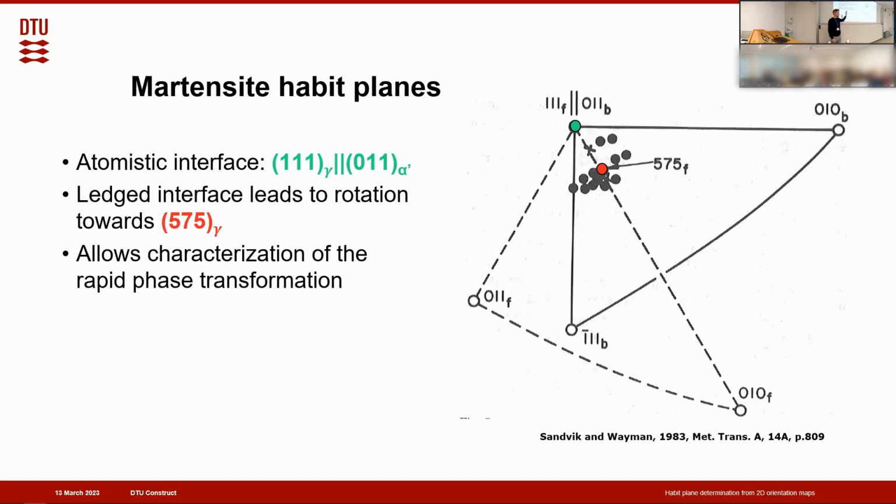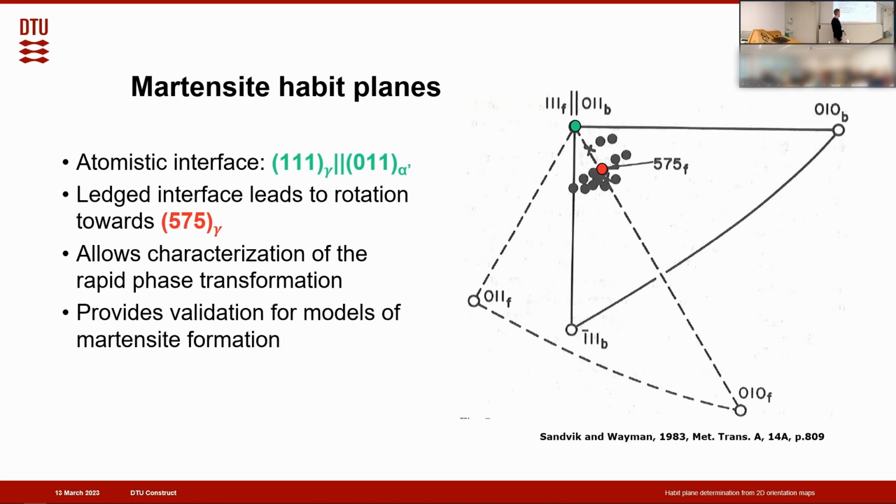And if we can identify this habit plane, we have a way of characterizing the rapid phase transformation, because those of you who know martensite formation know it happens almost instantly, and we cannot really observe much about how it's going on. But the habit plane is one very big piece of evidence of what kind of phase transformation happened, what the mechanism was. So there's been a lot of interest in characterizing this habit plane. It is also needed to provide validation for models that try to predict or model martensite formation.